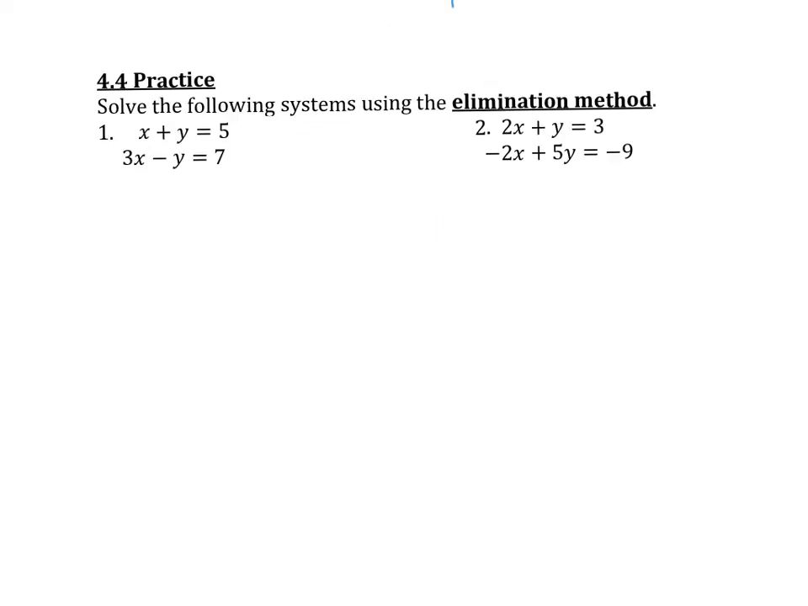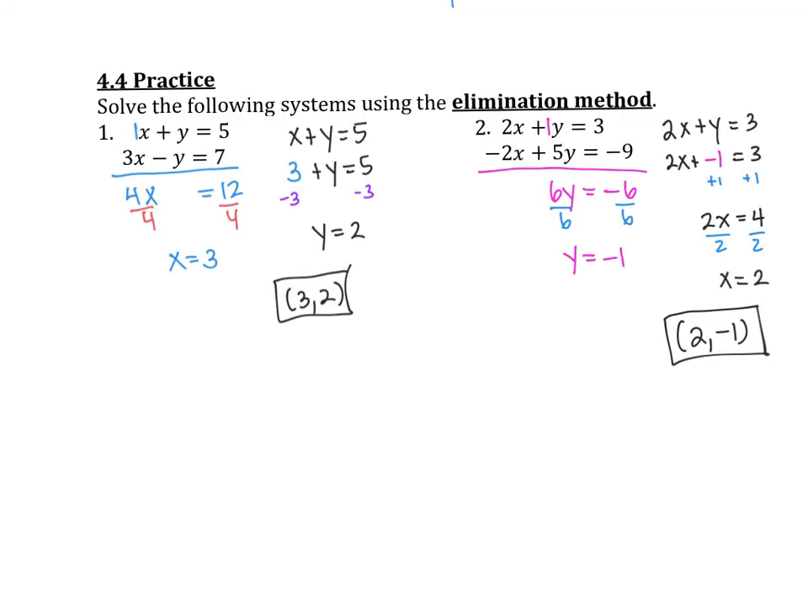Go ahead and start these practice problems. Pause the video while you try to figure them out, and then unpause so you can check your answers. For number 1, I got 3 comma 2, and for number 2, I got 2 comma negative 1. Check your work if your answers do not match. Although if your answers match, your work might be different and it could still be correct.